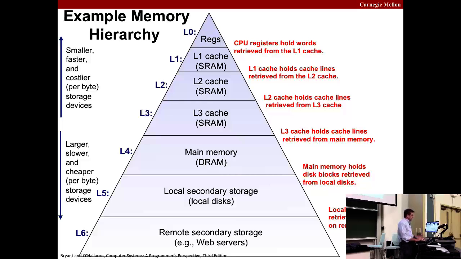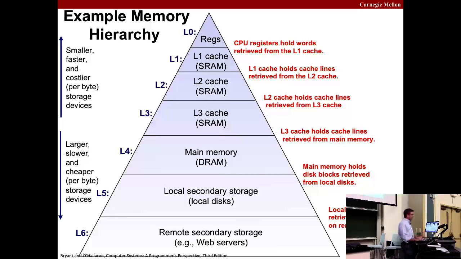Beneath that is our main memory, which is built out of DRAMs, and those can be gigabytes, tens of gigabytes on modern systems. And then below that are our local disks, and we can even have lower layers like web servers. If we're storing stuff on Google, you can think of that as just part of our hierarchy.